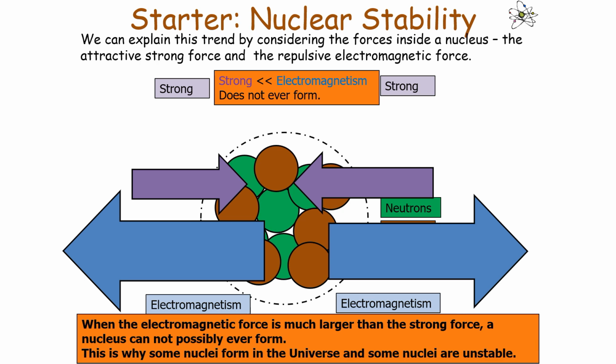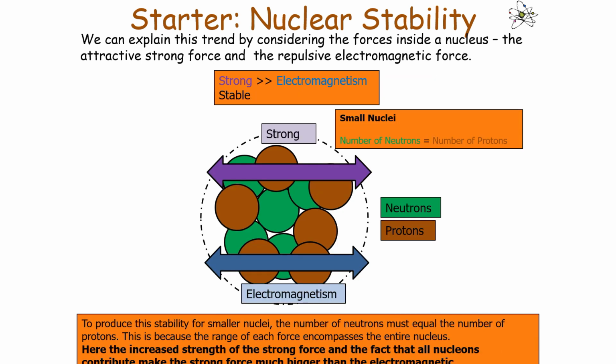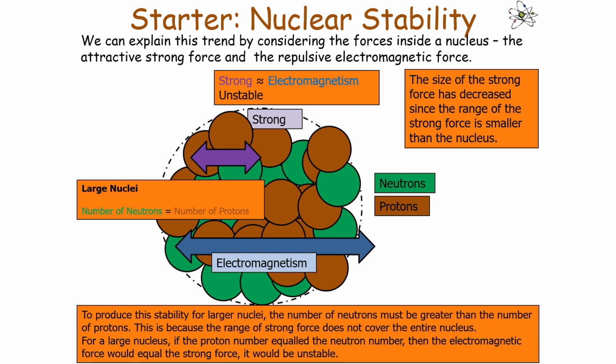So it's important to note that this tells us why some nuclei form in the universe and why other nuclei are unstable. So firstly, for small nuclei, why do you get the idea that the strong force is much larger than the electromagnetic force when the number of neutrons equals the number of protons? Well, it's because both the neutrons and the protons will experience the strong interaction, and the strong interaction is just greater than the electromagnetic interaction, so when they're equal in number, the strong force is much larger than the electromagnetic force. But for large nuclei, we have an issue.